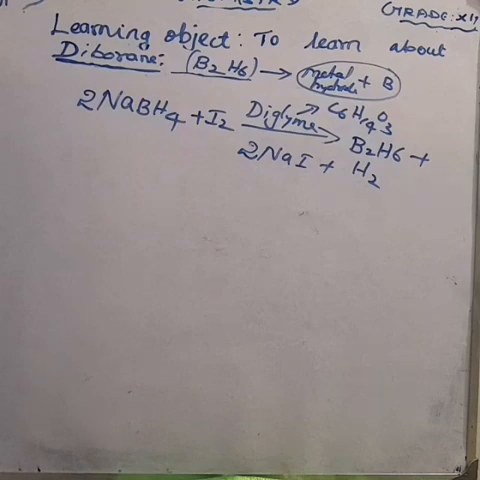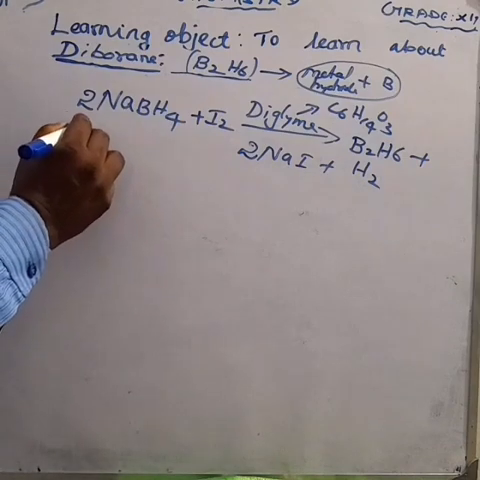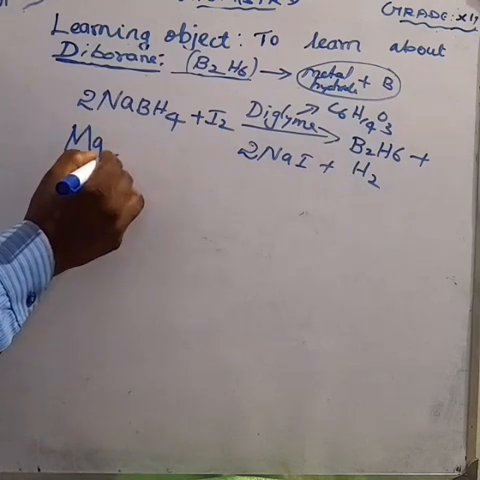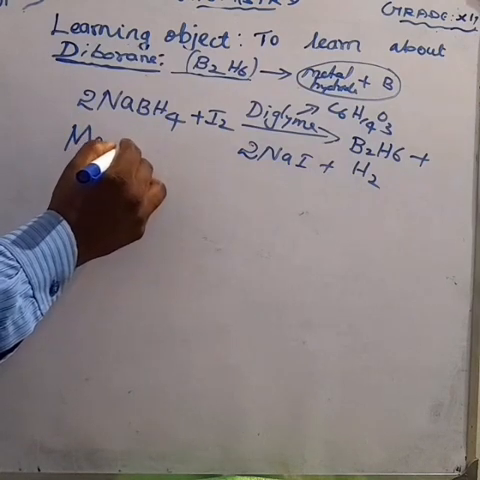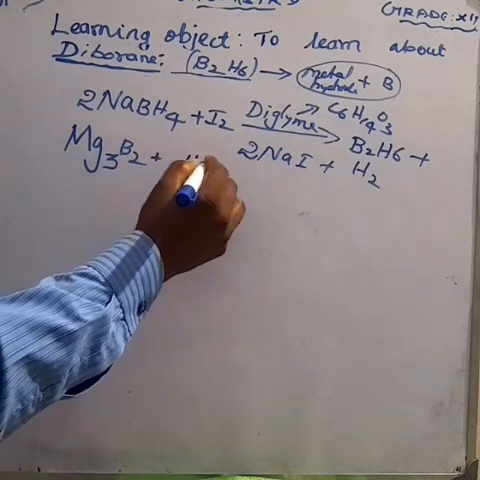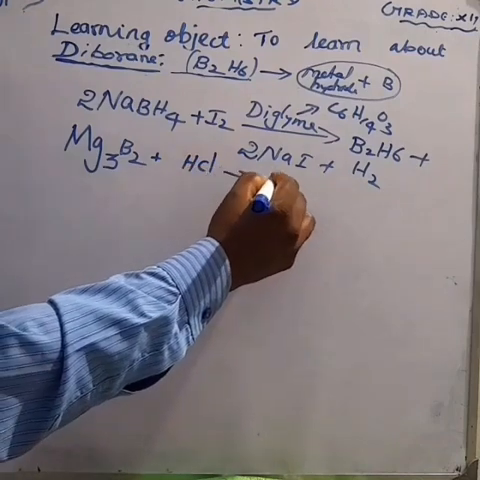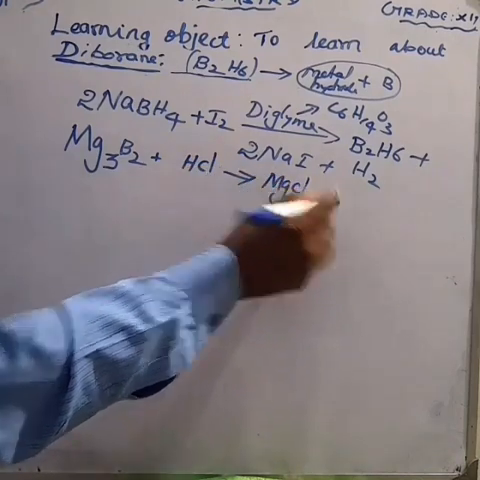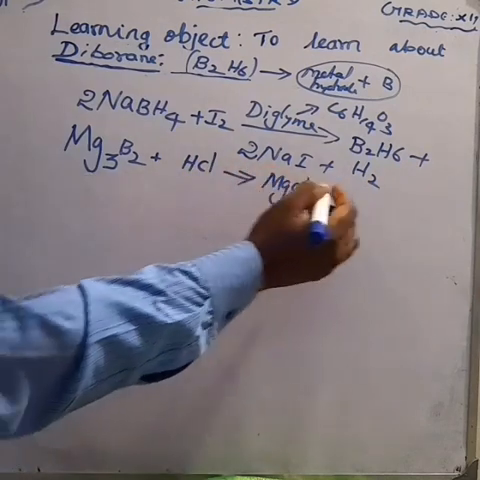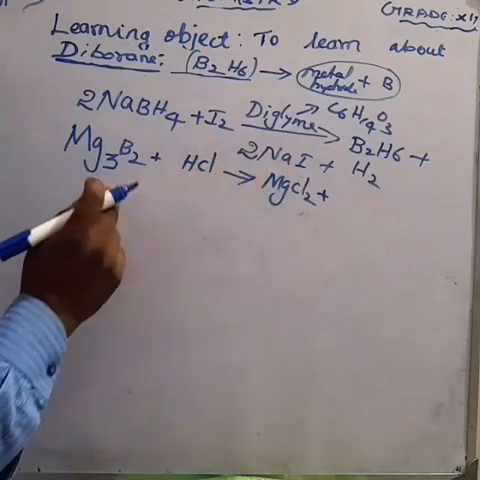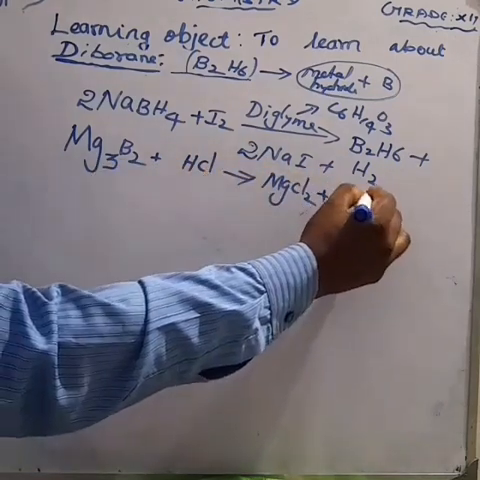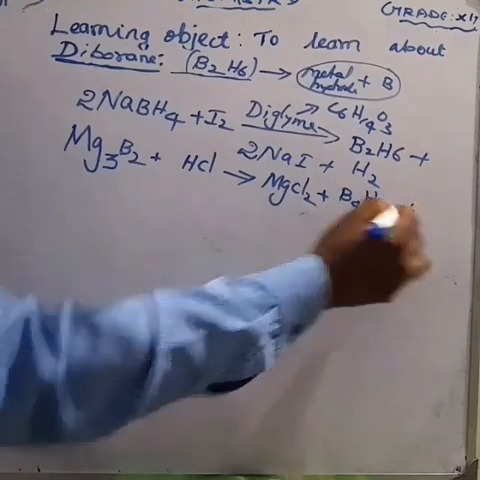Next, magnesium boride reacts with hydrochloric acid. What is the formula of magnesium boride? That is Mg3B2. It reacts with HCl, and we get magnesium chloride. The magnesium combines with chlorine, we get MgCl2. And here boron combines with hydrogen, we get B4H10. And also hydrogen gas is available, right? We get hydrogen.